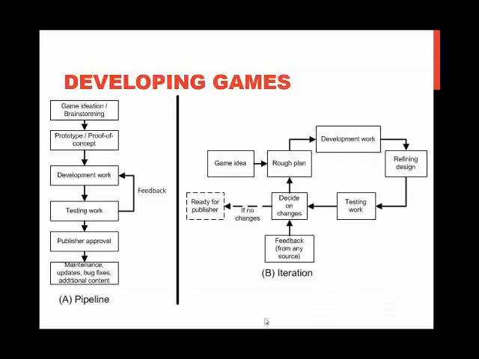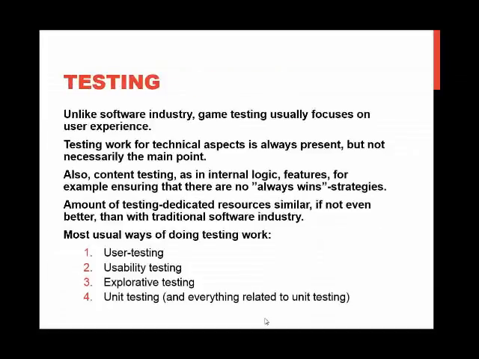And on the iteration approach, it's, well, sort of a highly agile approach, where we start with an idea and add stuff and take away stuff and move and change stuff until we are satisfied with the feedback we get from the game. So basically, these are the two high-level models the game companies tend to work with.